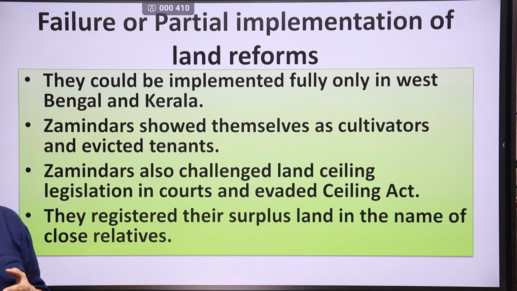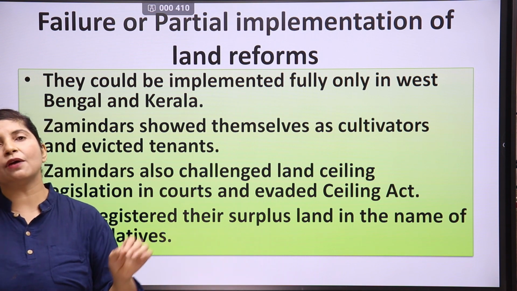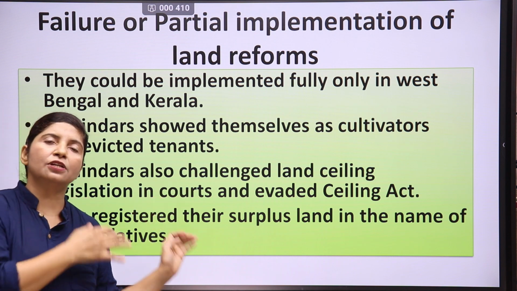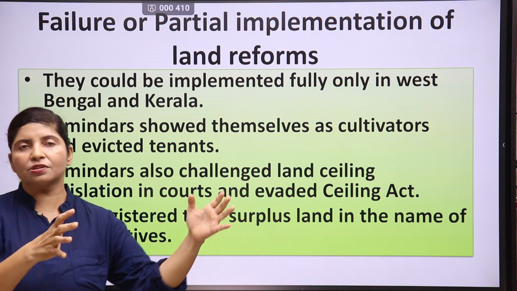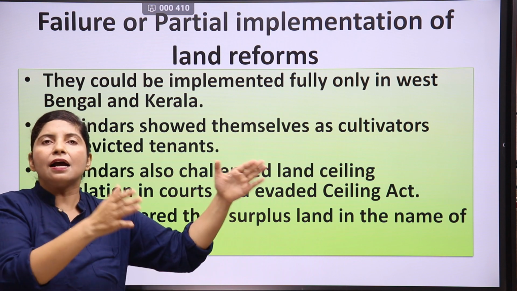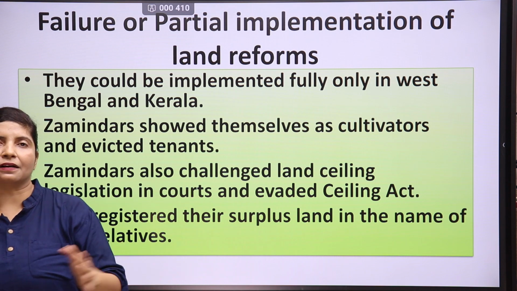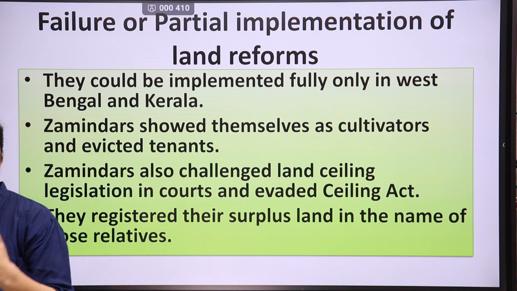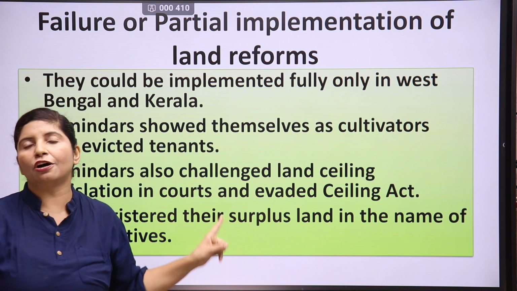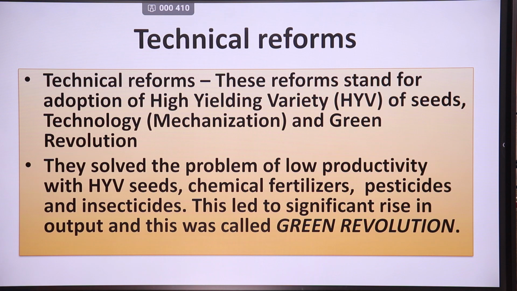For example, if I have 2000 acres of land, and now the government is giving me only 20 acres and taking away my 2000 acres, that will be really painful to me. What I will do is register that surplus land in the name of my bua, chacha, nani, tai, all the uncles and aunties, so that I can secretly take ownership of those lands without the knowledge of the government. So that was done by zamindars, and surplus land was transferred in the name of close relatives.